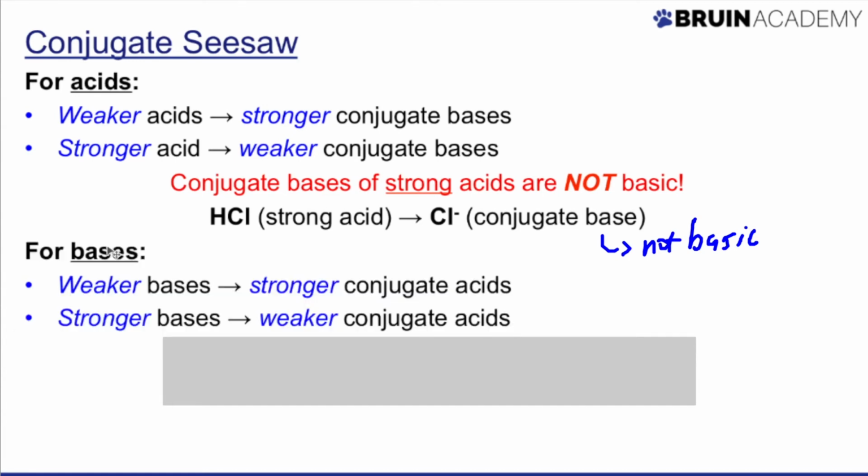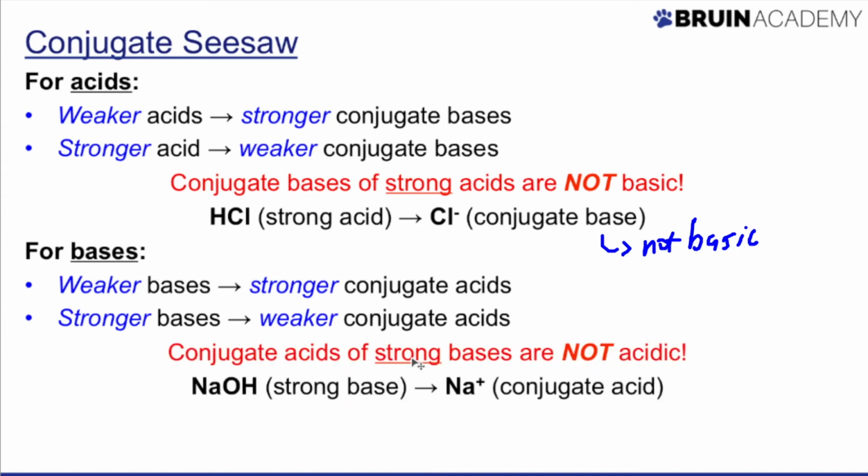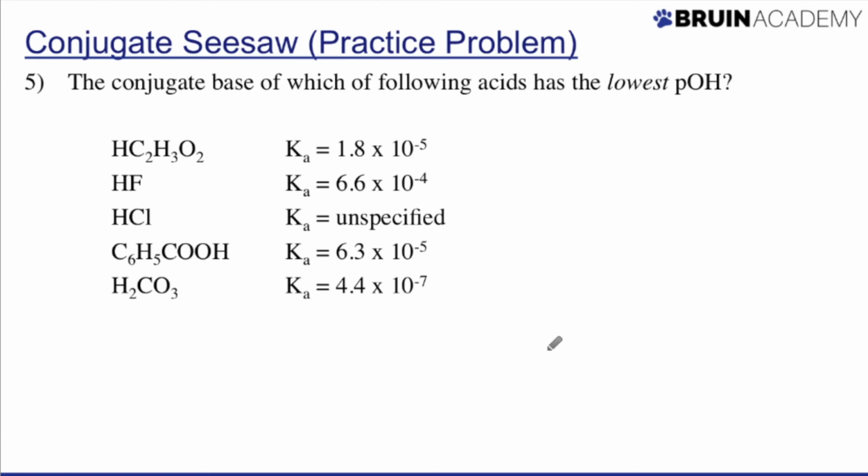Same is true for bases. So weak bases have strong conjugate acids, and strong bases have weak conjugate acids. The same is true as before. The conjugate acids of strong bases are not acidic. So an example of a strong base that we've seen before is NaOH. The conjugate acid of NaOH is Na+, so Na+ is not acidic, right? Because it's the conjugate acid of a strong base, and so it's not acidic, so it won't affect the pH of a reaction. All right, so using that information, let's try to apply it to this problem.